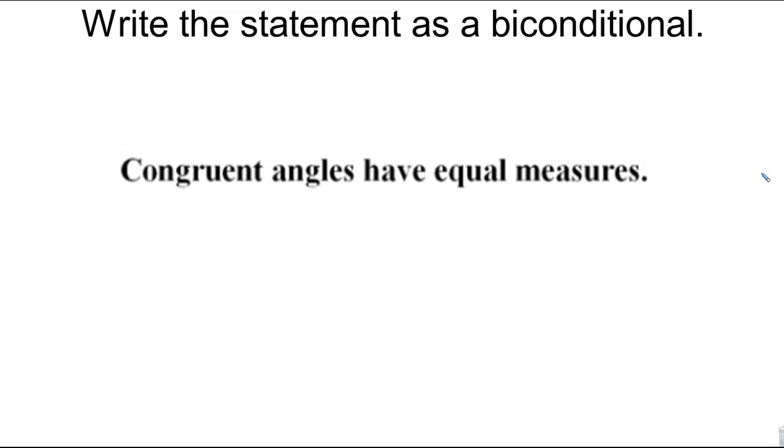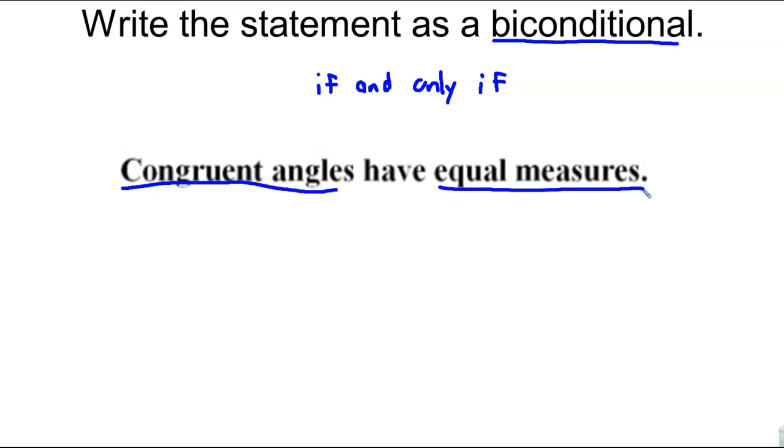All right, first question asks, write the statement as a biconditional. When we hear biconditional, we should be thinking the if and only if statements. The statement is congruent angles have equal measure. And basically what we need to do here is just take the two things we're talking about, congruent angles and have equal measure, and stick an if and only if between them.